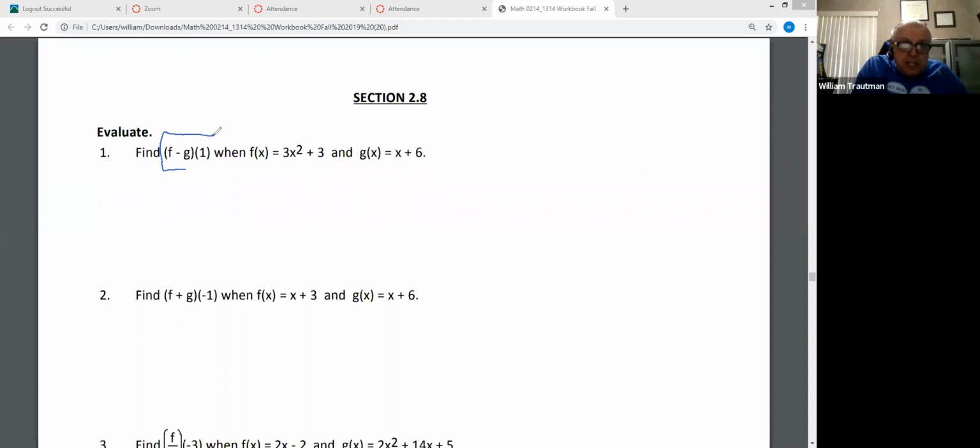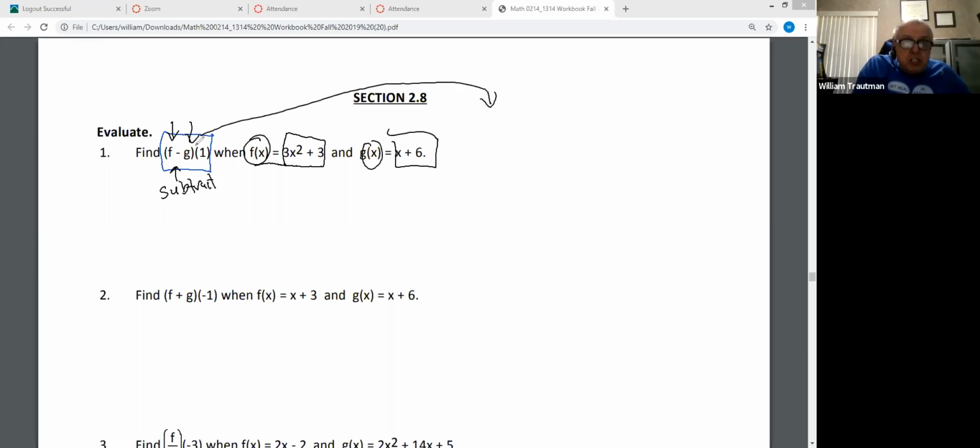It says find this. This is a function f, and this is a function g. Do you see, once again, this is function f right here, and this is function g. We're going to subtract the two functions because there's a subtraction sign. Before we subtract, f minus g with parentheses 1 is the same thing as saying f of 1 minus g of 1.